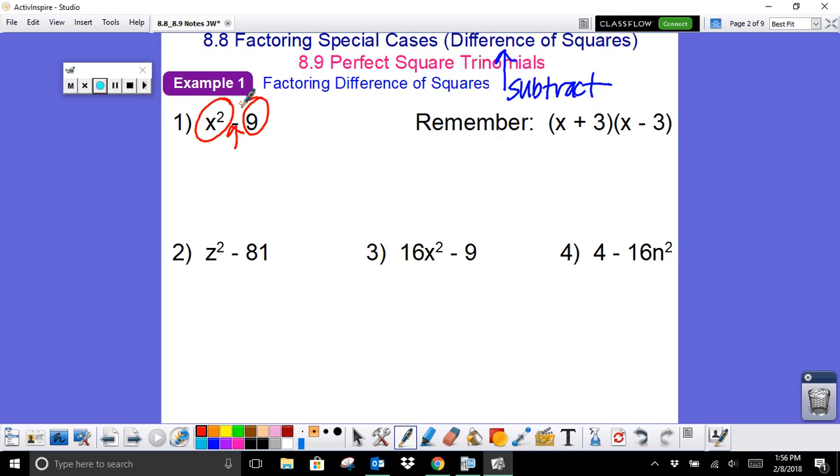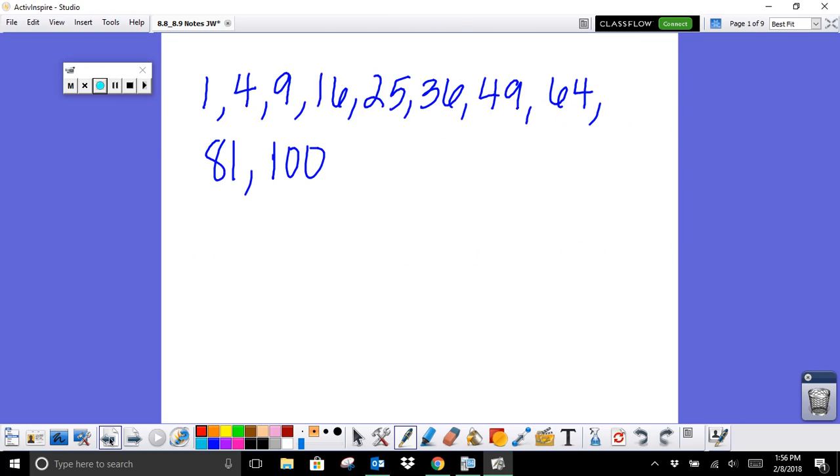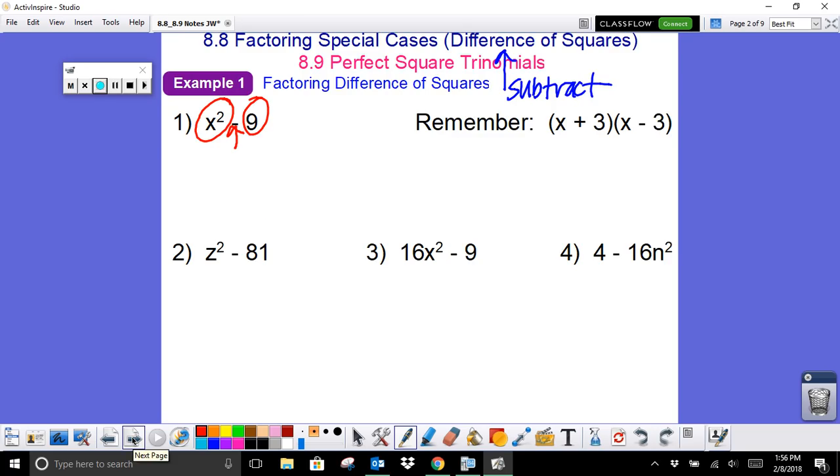Is 9 a perfect square? Yes, that was one of the numbers we just listed on the slide before. So x squared is a perfect square, 9 is a perfect square, and it is a difference. Therefore, this is called a difference of squares. So what's nice about these is if it is a difference of squares, our answers are always going to look the same. So we're still going to have our 2 binomial factors like we have on the previous days.